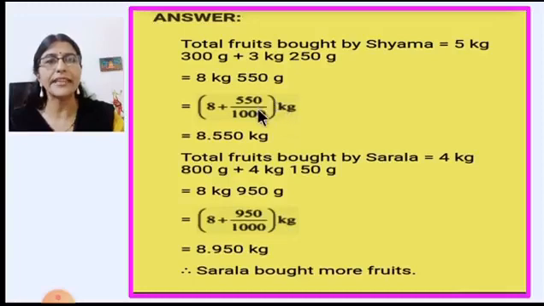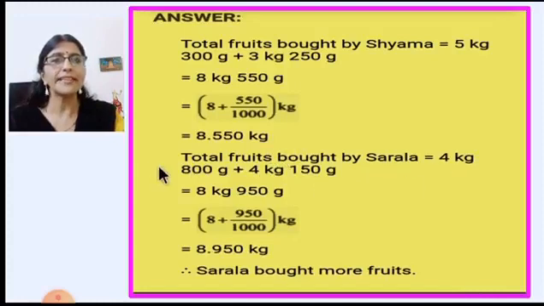So 550 will be divided by 1000 because you know 1000 gram is 1 kg. So we are converting gram to kg. So we have to divide. So 550 is divided by 1000. Now we will convert this part into decimal. As there are 3 zeros, the point will be shifted from here 3 places to the left. So 1, 2, 3. So point will be here. 0.550. Now we are going to add this 8 with this. So you will get 8.550 kg.